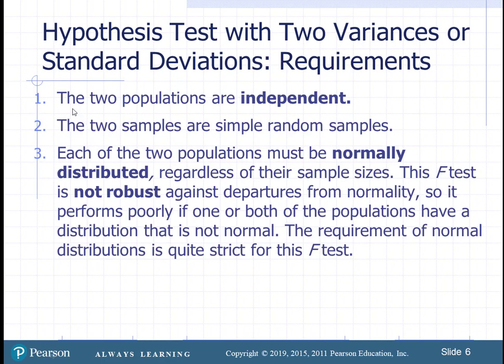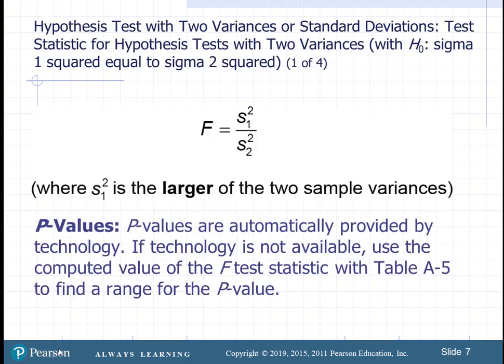So it's important that the two populations are independent. It's important that they are both simple random samples, and they must be normally distributed. Now, must. They're not robust. They don't work if it's non-normal. So, must. So the F test is simply a ratio where we take the first sample variance divided by the second sample variance.